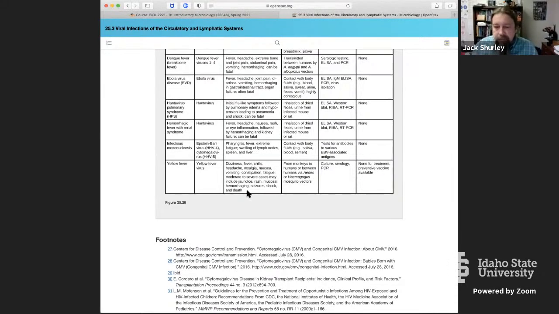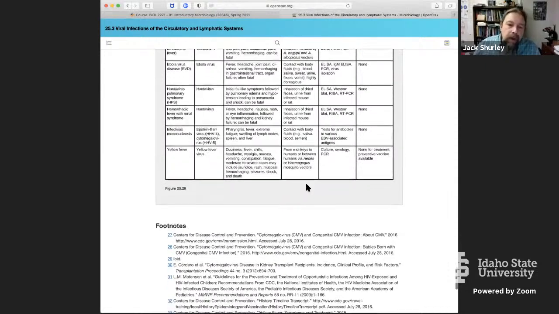It's oftentimes described as an asymptomatic or very mild infection, but there are some exceptions where it can be very severe, leading to hemorrhaging, shock, and possibly death as well. So there is potential transfer from primates to humans, or we can see transmission through mosquito vectors as well.